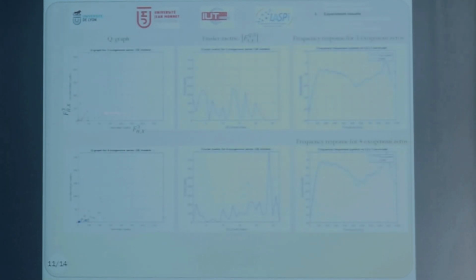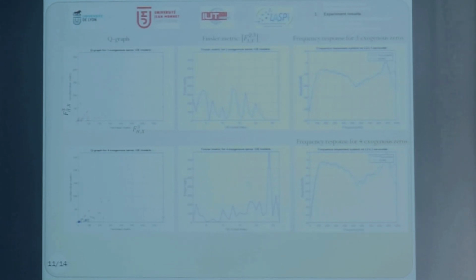Sorry. And this is the Q graph for 3 exogenous zeros, 3 zeros outside the unit disk. And this is the Q graph for 4 zeros outside the unit disk. And you can see that in the 3 zeros case, there is a spreading of the models' trajectory. For the moment, I don't know why. We could investigate this. And the second graph is the Finsler metric.